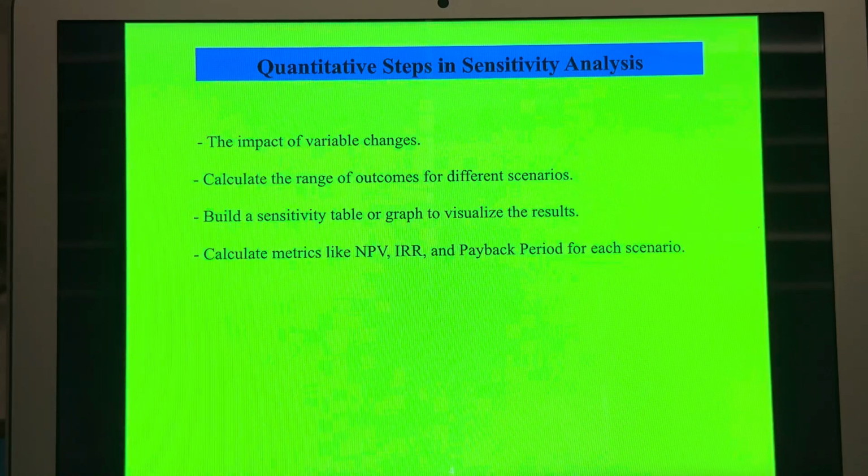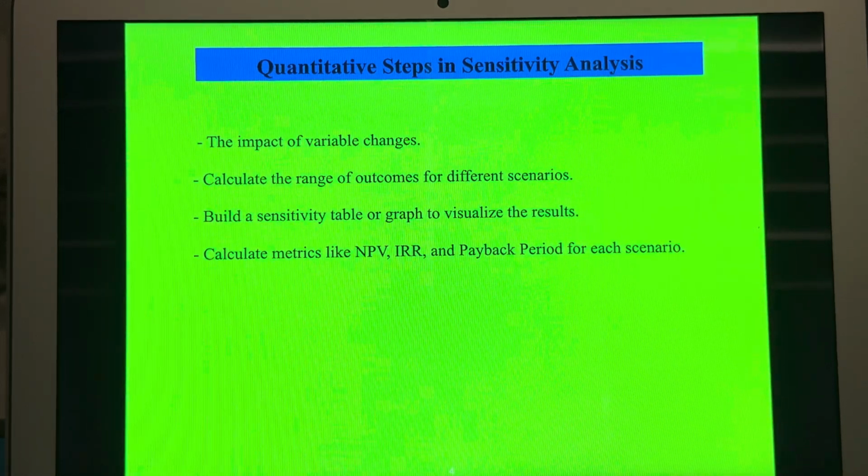You could calculate the range of outcomes for a new product launch by considering various scenarios such as different sales volumes, pricing strategies, and production costs. By running different scenarios through a financial model, you can determine the potential range of outcomes for the project. Building a sensitivity table or graph to visualize the results.